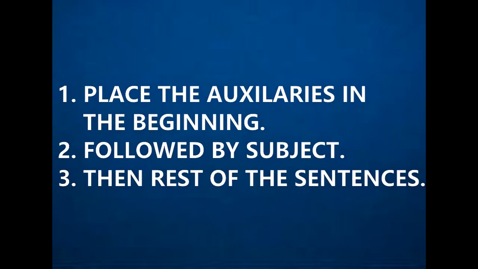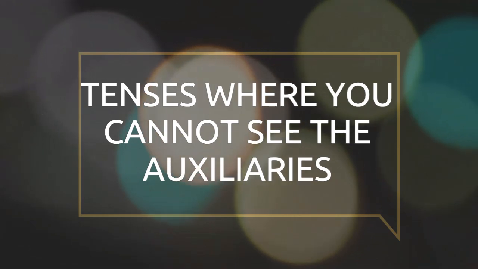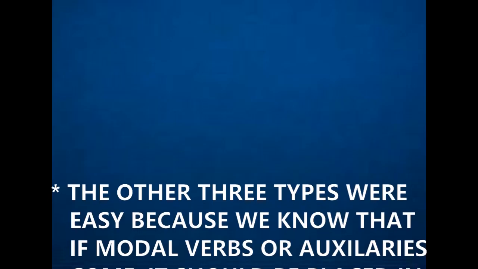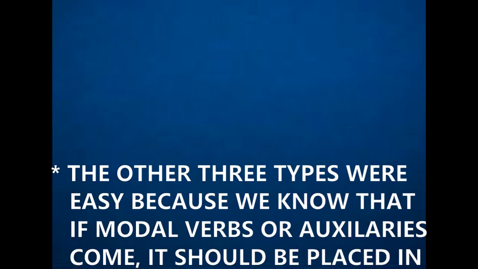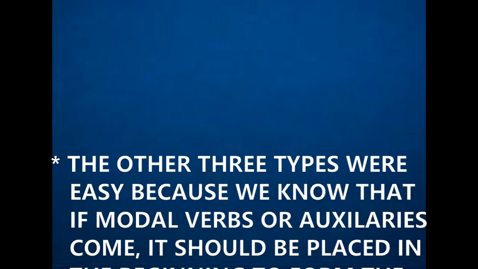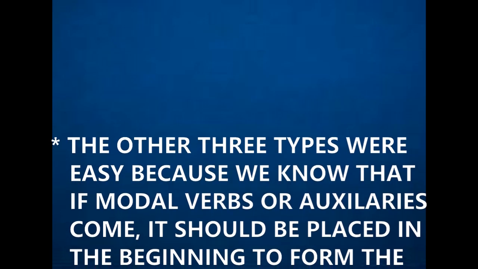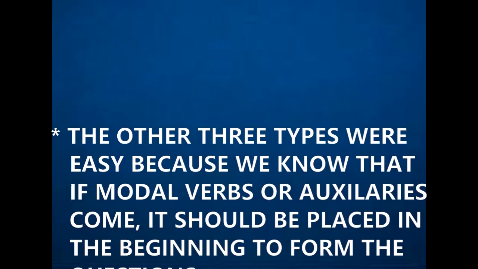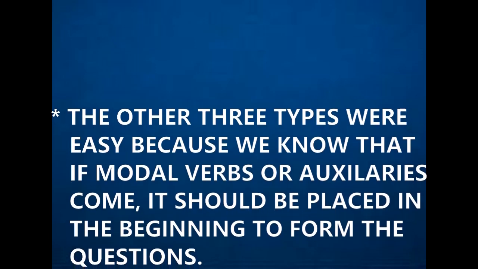Now we are going to discuss the fourth type of question formation, that is tenses where we cannot see auxiliaries. In the other three types, it was very easy to form questions. Why? Because you know that a modal verb, helping verb or auxiliary comes, and you have to put those in the beginning to form questions. But now we are going to discuss the sentences without these.